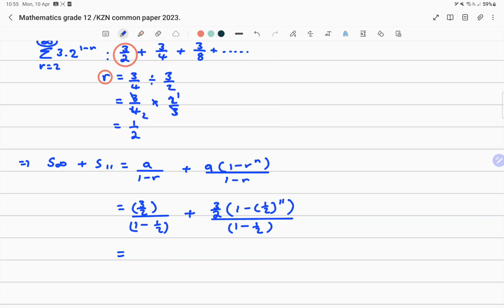Okay, into a half here, this raised to exponent 11. Then we close those brackets. So you see these calculators are perfect. 1 minus a half. They make life a lot easier.